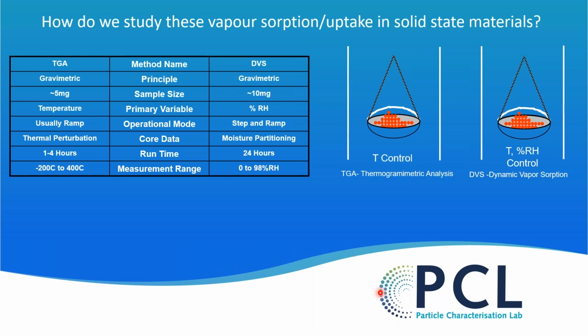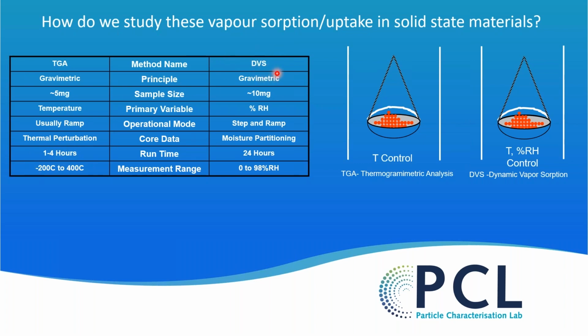Just to remind you a little bit about the method, comparing it with TGA, which is probably the closest technique you might already be aware about. So here's a comparison: TGA is gravimetric, a few milligrams. We're changing the temperature, normally a ramp. It's really around the thermal perturbation, runtime a few hours, and that's a temperature range.